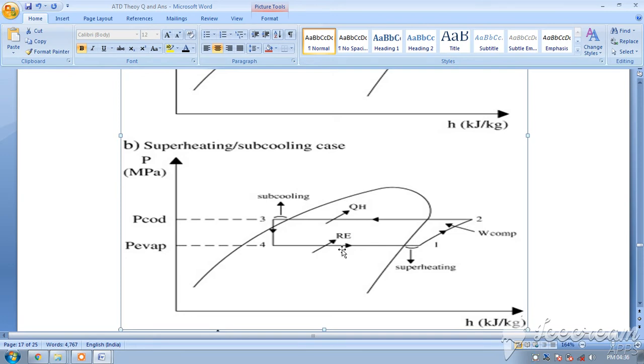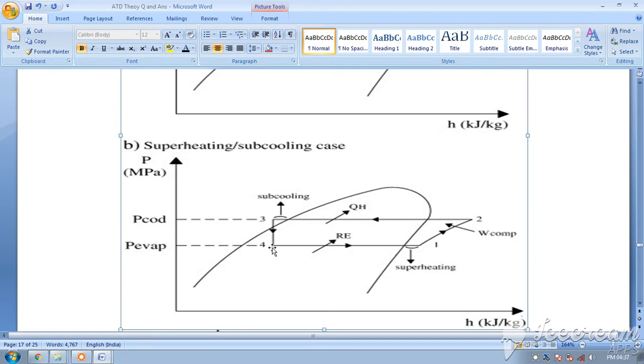Now coming back to subcooling. In normal cooling we expect that the refrigerant coming out of the condenser should be a saturated liquid. Here it should lie on this saturated liquid line at this point, but due to subcooling it goes into the subcooling region. So if this point 3 moves out here, this is the subcooling.